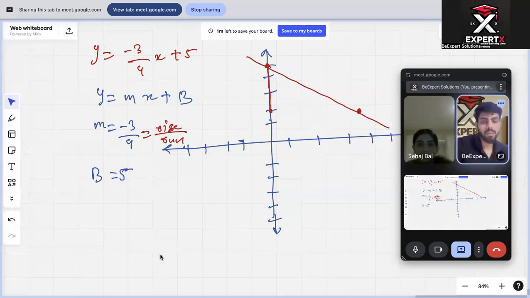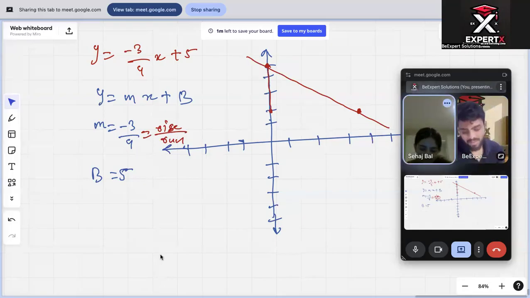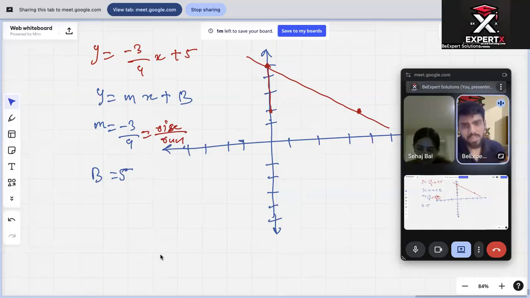Pretty simple, I'm guessing, right? Yes, understood. I hope so. So this is how you basically do the graphing. Let me just go to the next question.